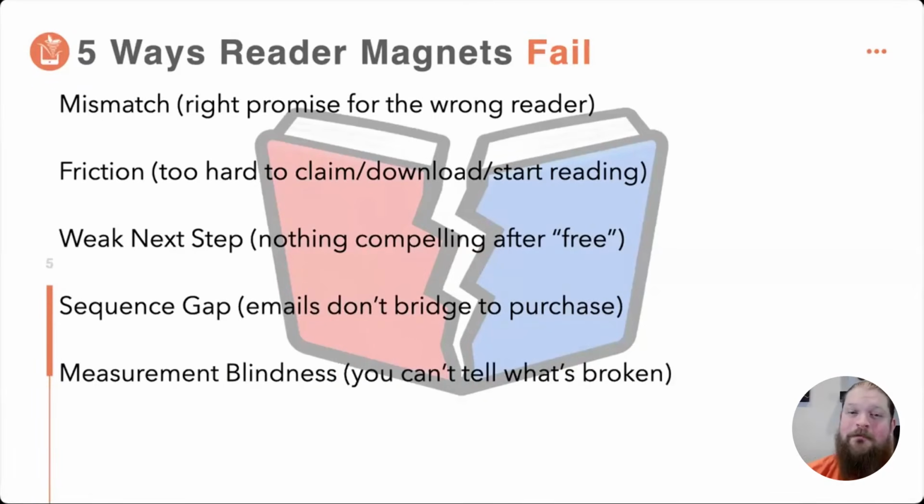And then it can also be measurement blindness. You can't tell what's broken. You don't know because you don't have the data, or you haven't looked at the data or compiled it. And so some of you might be in this situation where things aren't working, but you're not really sure why. You don't really know what's going wrong.